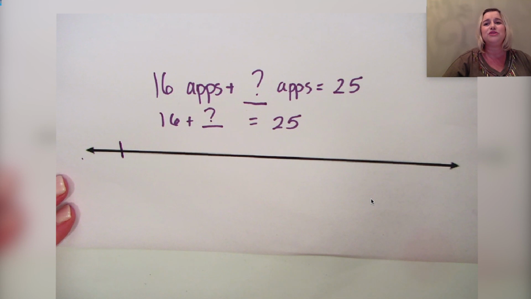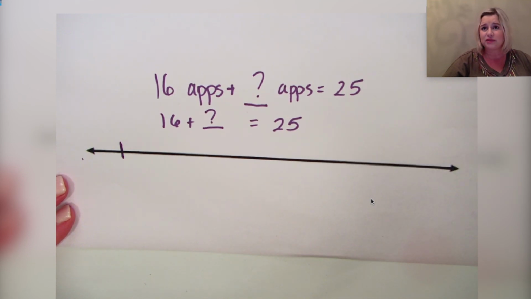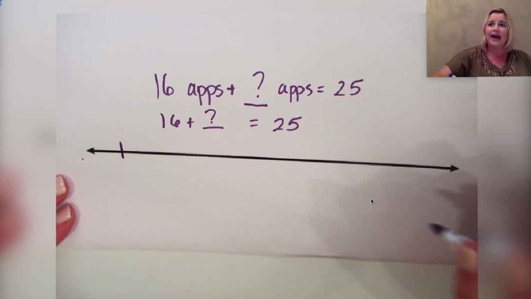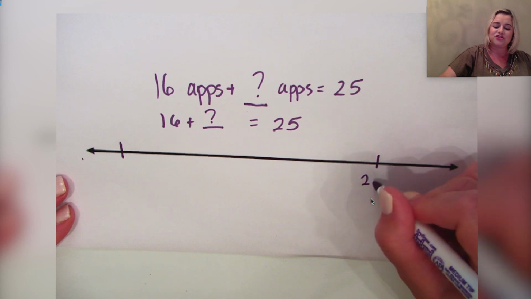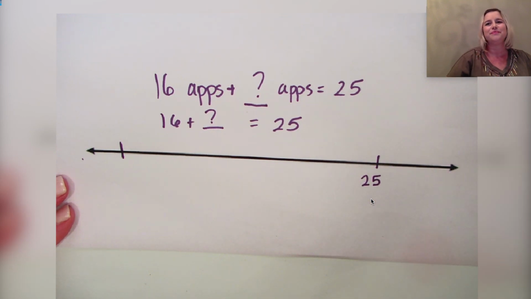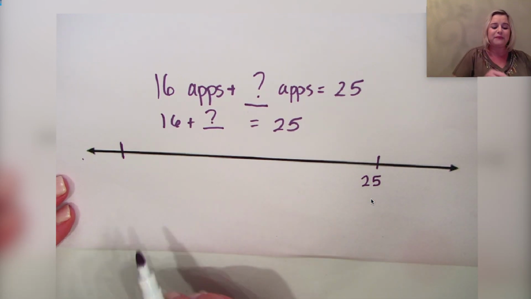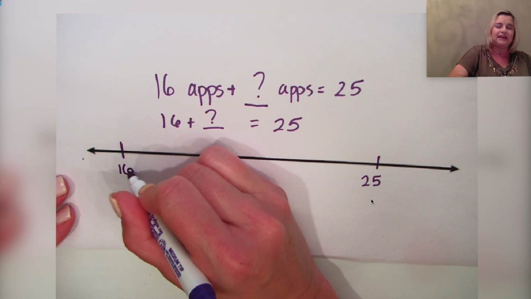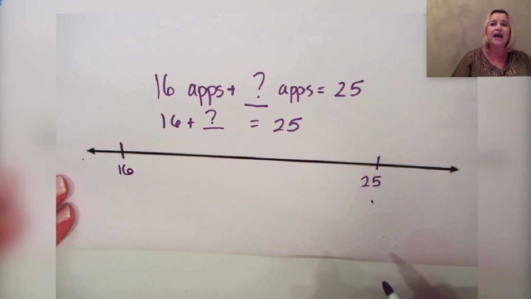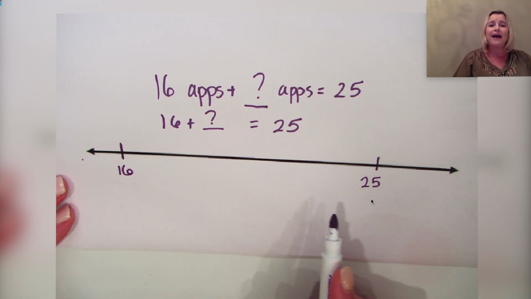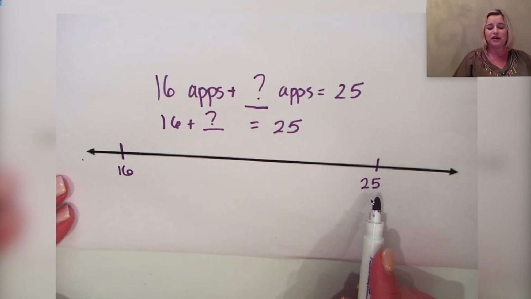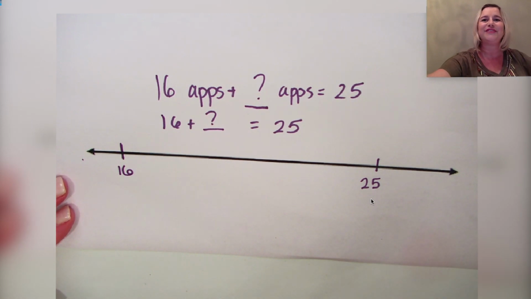TT ended up with 25 apps. So I'm going to add 25 to my number line by drawing a hash and labeling that hash 25. I'm going to put enough space between 16 and 25 because I know that when I count, there are numbers between them. I added 25 with a hash mark. Now you add 25 with a hash mark and label it.